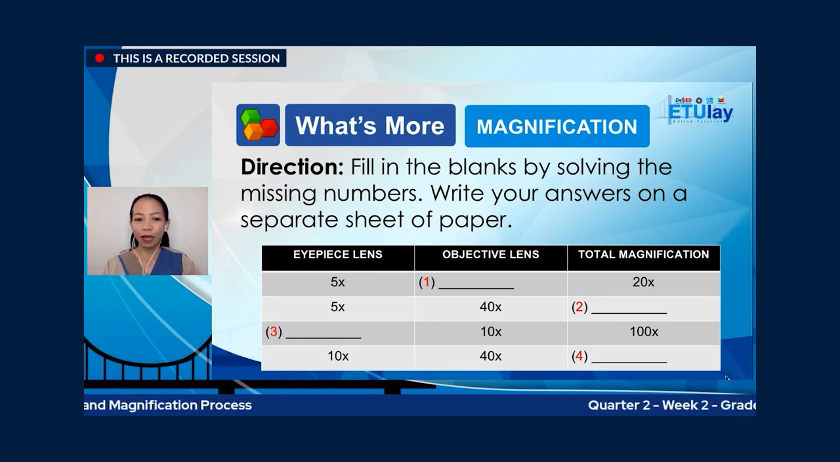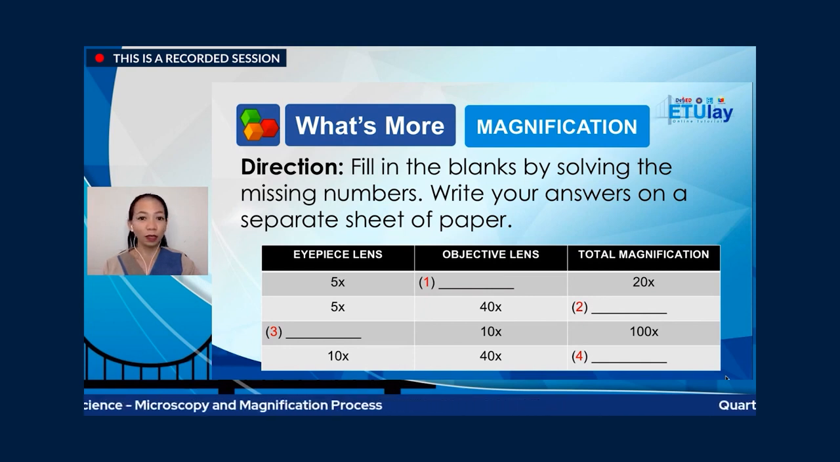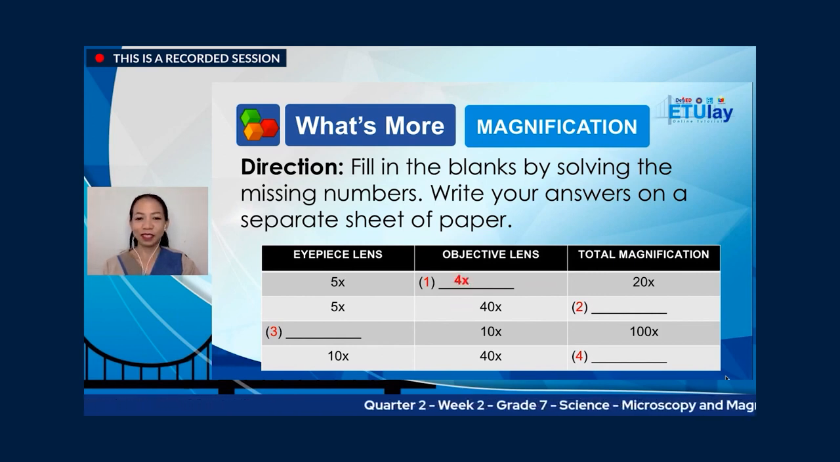Let us have the second row with the given eyepiece lens of 5 times. The total magnification is 20 times. What is the objective lens used in this example? Answer: 4 times.